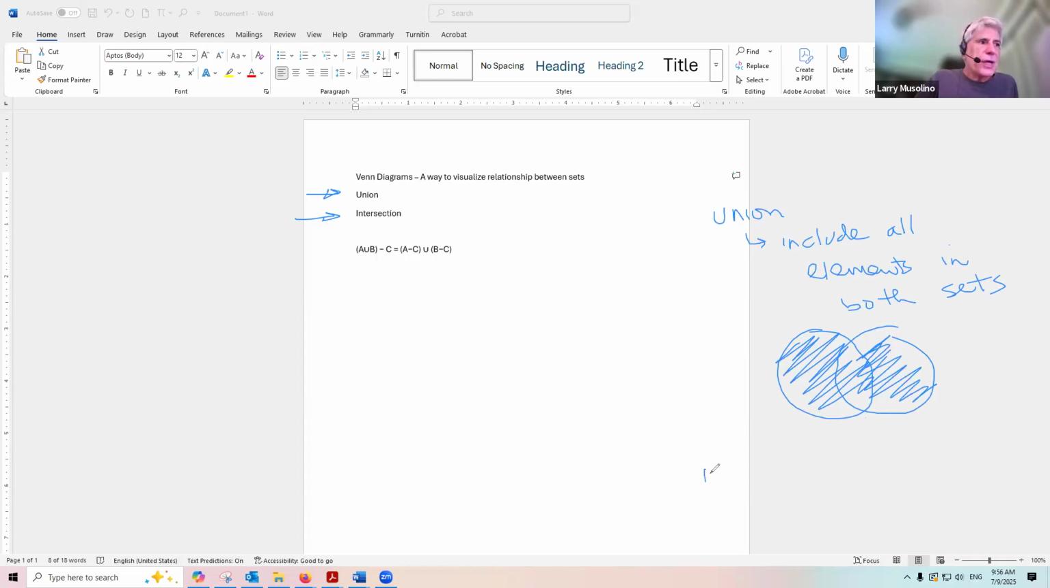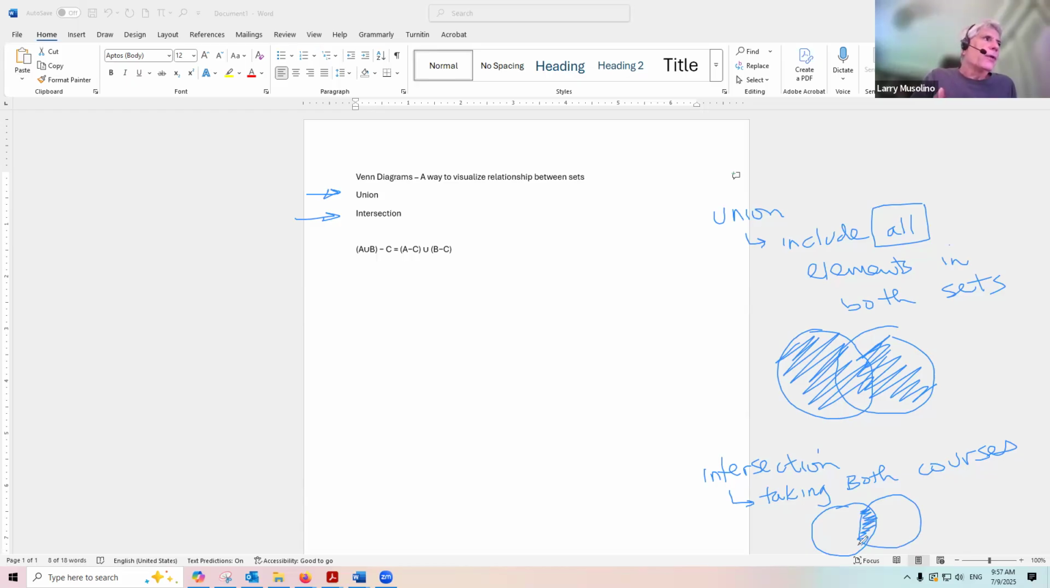But what about intersection? Well, intersection means I only want the students taking both courses. So this is like just the overlap. Intersection means include the elements that are in both sets at the same time. So union is all elements. It's like everybody jumps into the pool. Intersection would be only Katie in my example. Intersection is only this overlap.